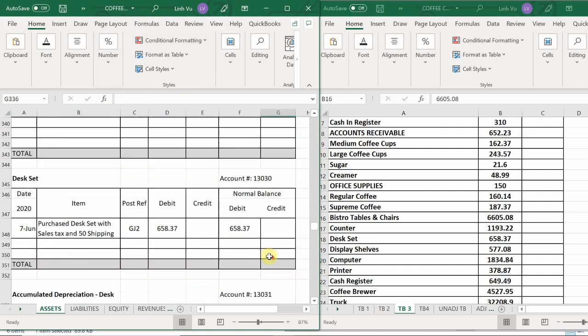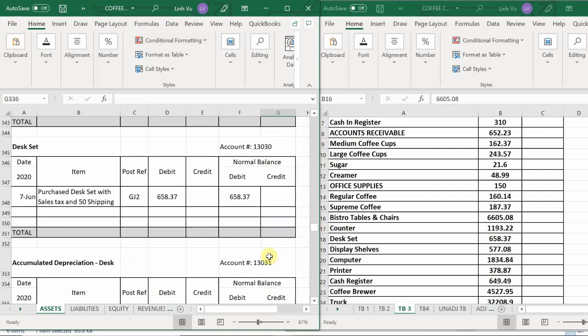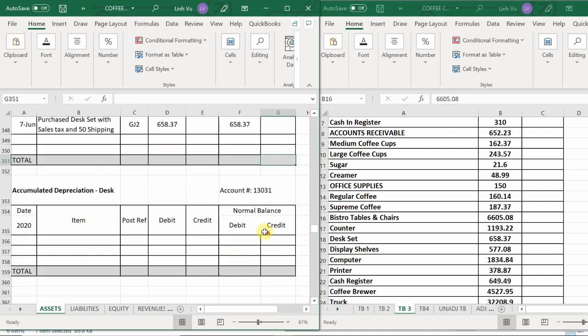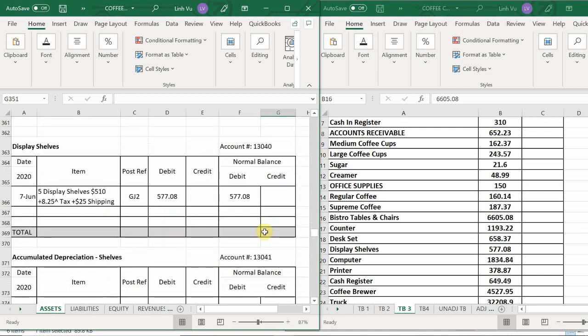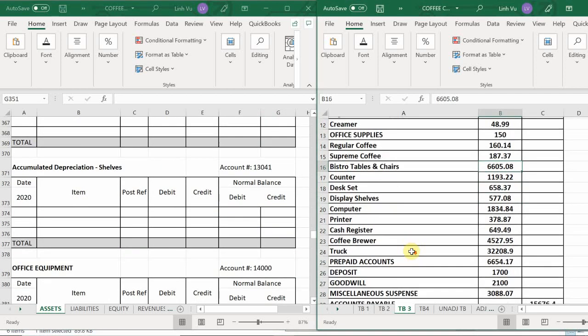What about my desk set? The same. It's the same. 658.37. Good. And then my display shelves? The same. Yep, it's the same. 577.08. Okay, so keep going.